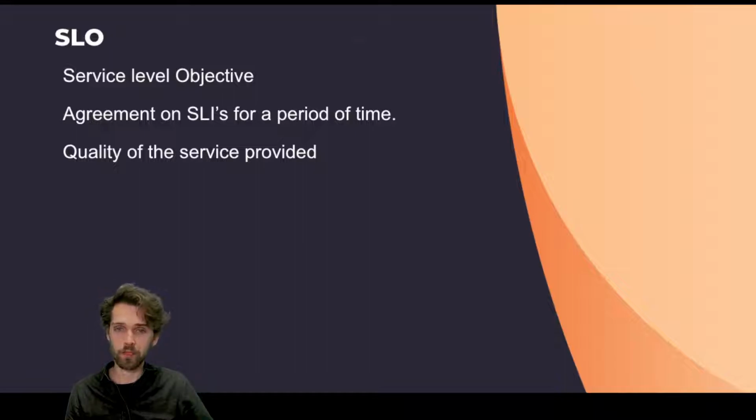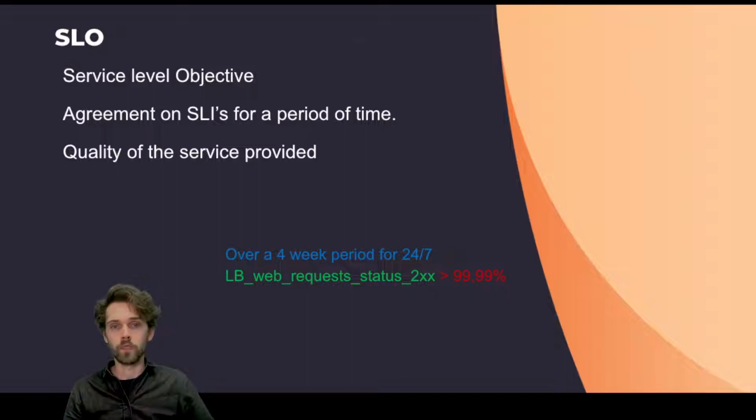A service level objective, SLO, is an agreement on the SLIs for a period of time, and with it we can possibly determine the quality of the service we are providing. So take the previous slide's SLI, expressed in green here. Over a 4-week period, 24/7, the web request 2xx status proportion should be higher than 99.99%.